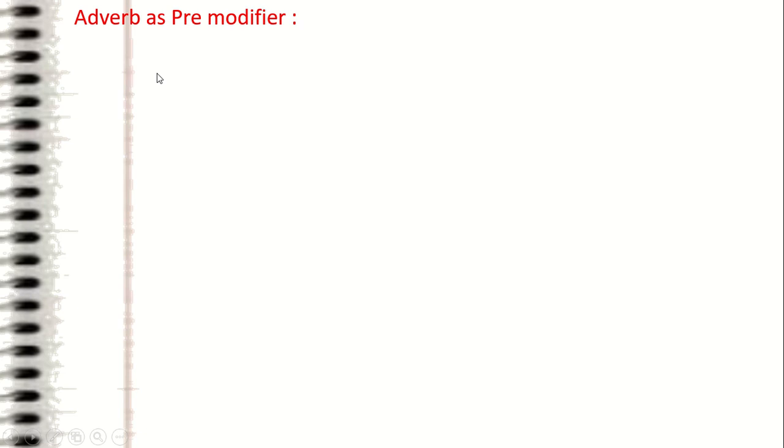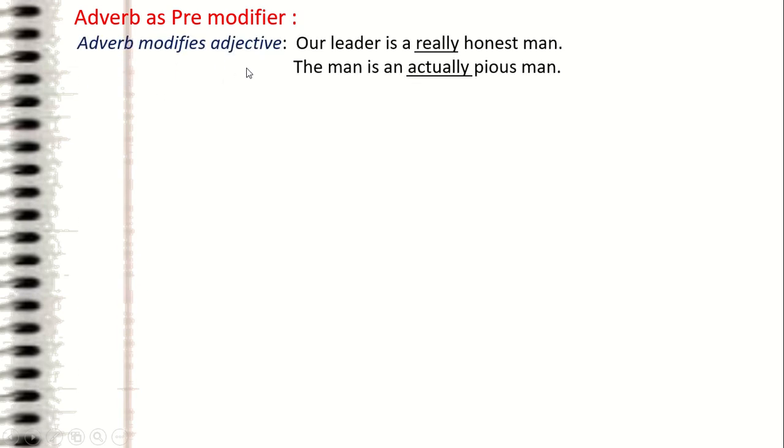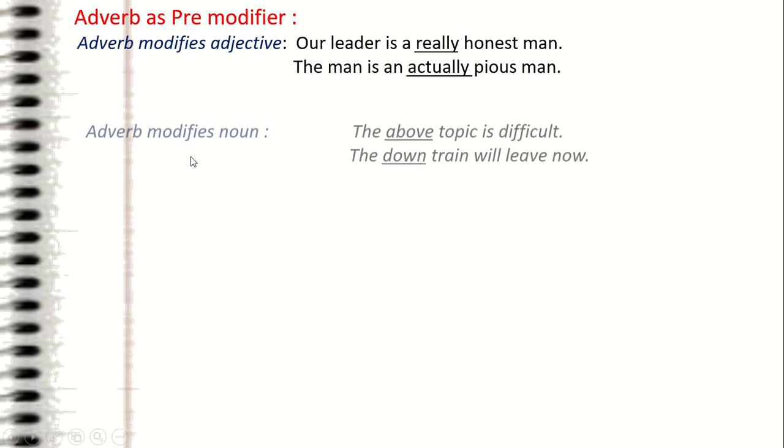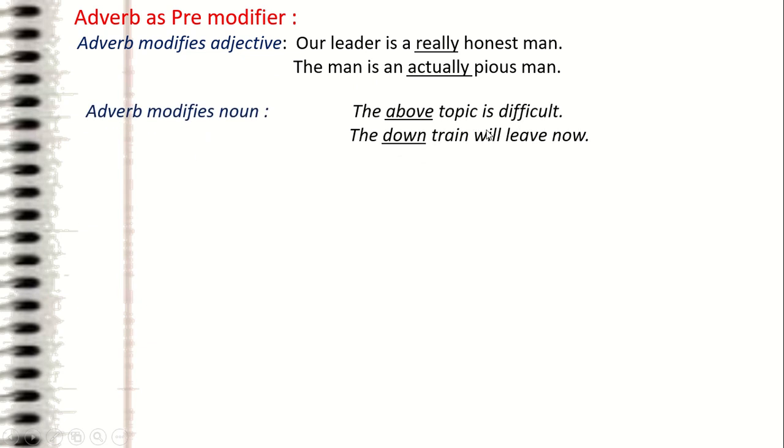Next comes the last one, adverb as pre-modifier. We know that adverb modifies verb, adjective and adverb itself. Look, adverb modifies adjective. Our leader is a really honest man. The man is an actually pious man. These adverbs modify the word adjective. Now we'll see adverb modifies noun. The above topic is difficult. The down train will leave now. These underlined adverbs modify the nouns topic and train. So these are called pre-modifiers here.